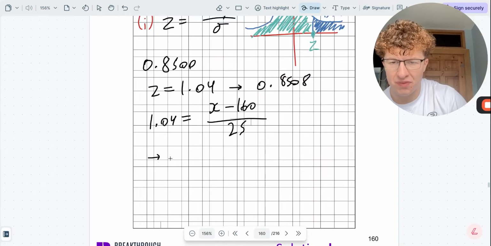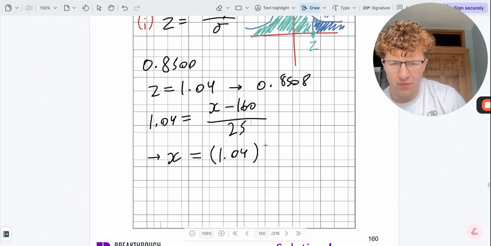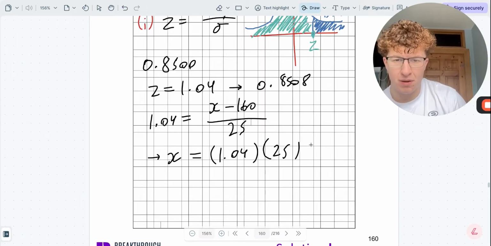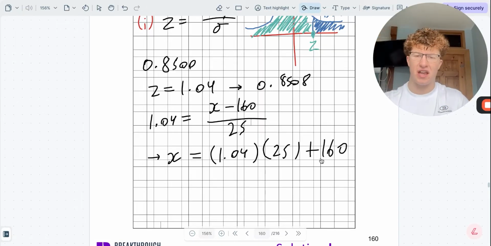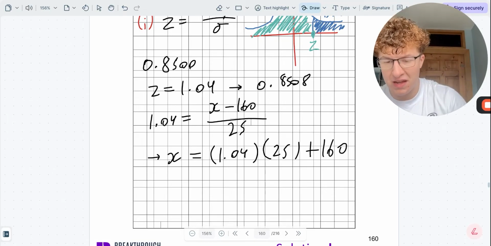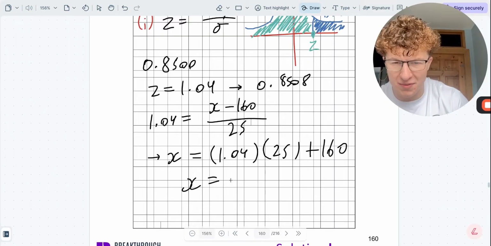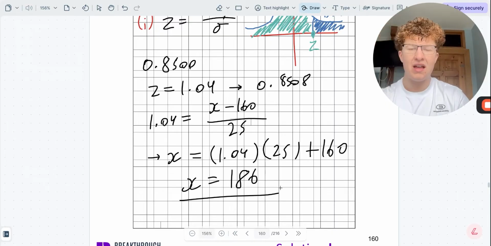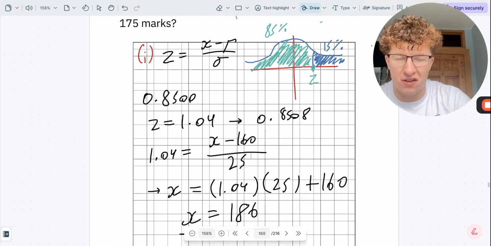So that means that the grade needed is equal to 1.04 times 25 plus 160. We just rearranged that there. So 1.04 times 25 plus 160. That means their grade has to be 186. That's the grade they need to be considered for the college.